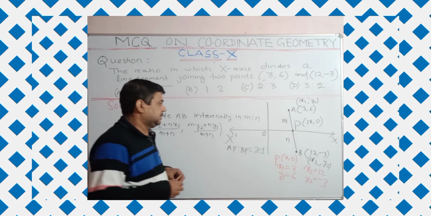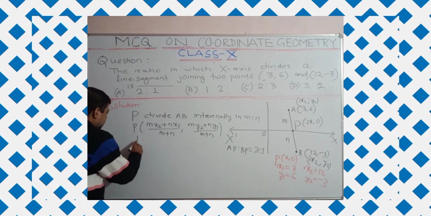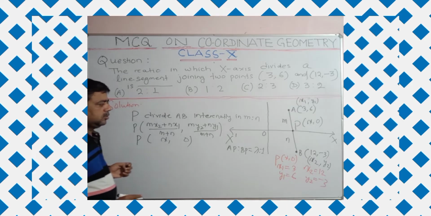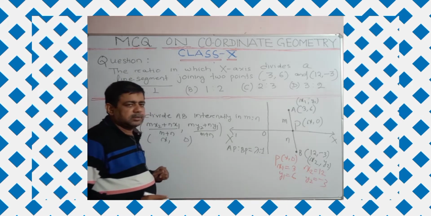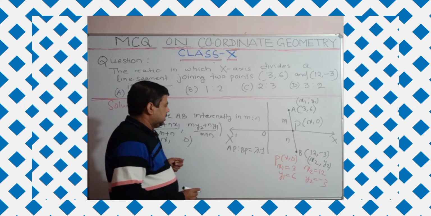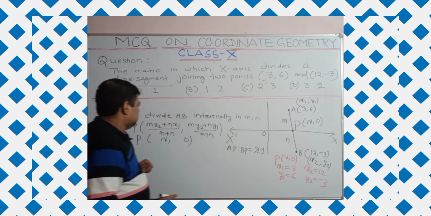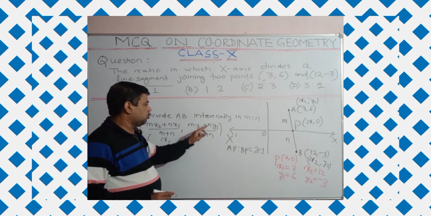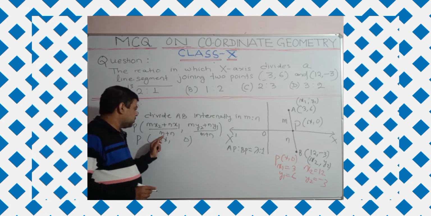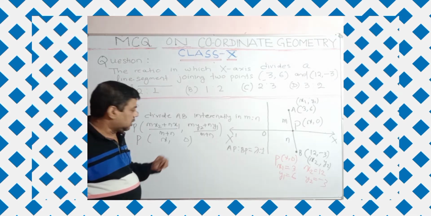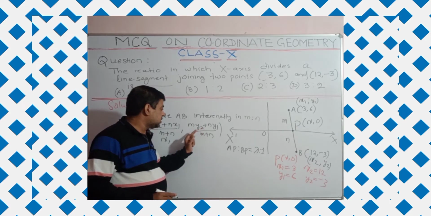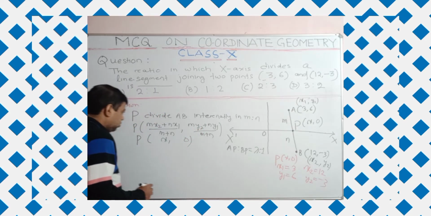You see once again, here the coordinate of point P is given as x, 0. Why? Because the point lies on the x-axis. So its y coordinate is 0, and its x coordinate is any real number x. Now if you compare both the coordinates, you can say my2 plus ny1 by m plus n is equal to 0, and mx2 plus nx1 by m plus n is equal to x. Now the y coordinate is 0, so you can compare the y coordinate to 0. Yes or no?